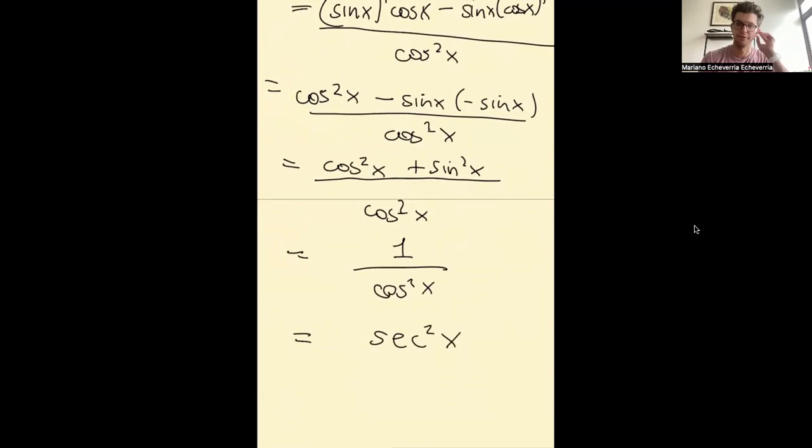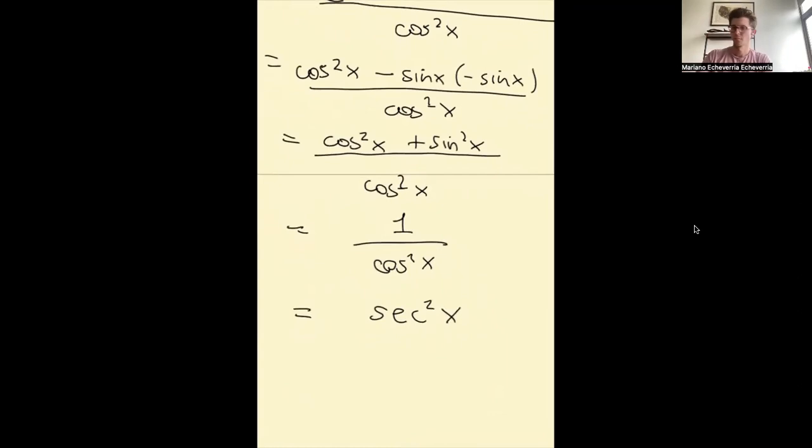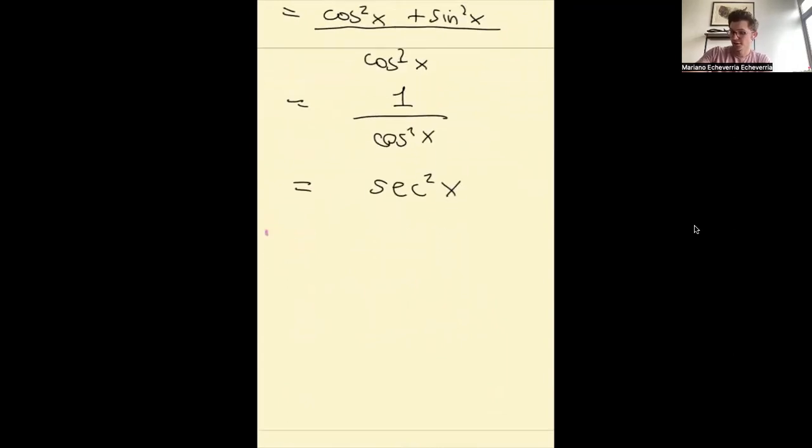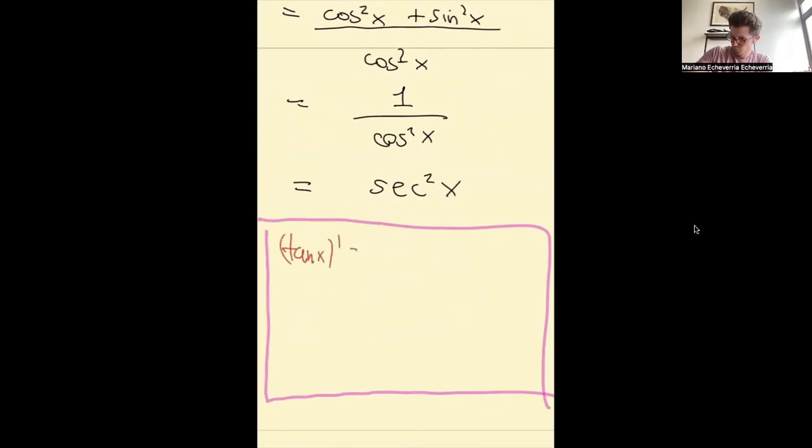So that's how you find the derivative for tangent. Let me write them down because again, they're very important. Everyone should memorize these as well. What we just found was that the derivative of the tangent is secant squared. If you prefer, the derivative with respect to x of tangent of x is secant squared.